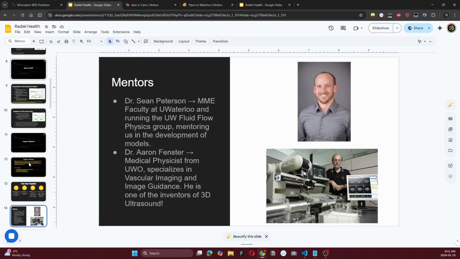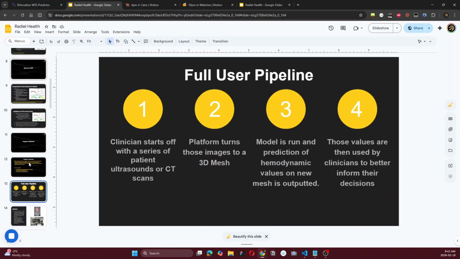So we're not doing this without our awesome mentors. Dr. Sean Peterson, he's a professor at U Waterloo, and he's mentoring us to make sure our models are very physically accurate. And Dr. Aaron Fenster, he's a medical physicist from the University of Western Ontario. He's actually one of the inventors of 3D ultrasound, and he has this technology that can turn an ultrasound into a 3D mesh, the very first part of our pipeline.